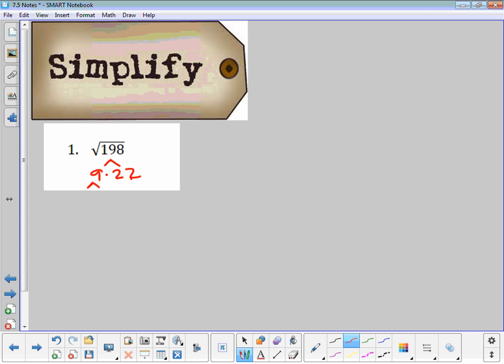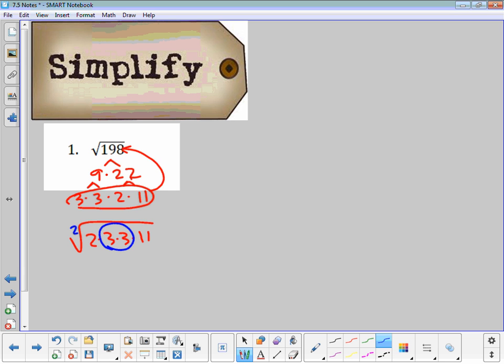I know that 9 is the same thing as 3 times 3, and I know that 22 is the same thing as 2 times 11. So there's my prime factorization of 198. If I take this list and put it back underneath the radical, I have the square root of 2 times 3 times 3 times 11. Now, since my index is 2, I'm taking the square root. I need to look for any pairs of numbers that can come out. I have a pair of 3's.